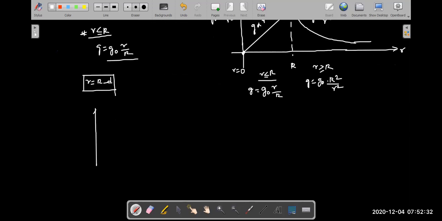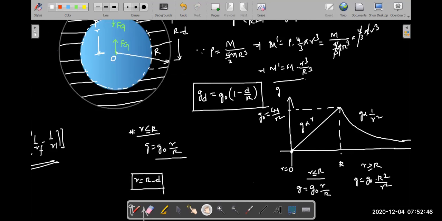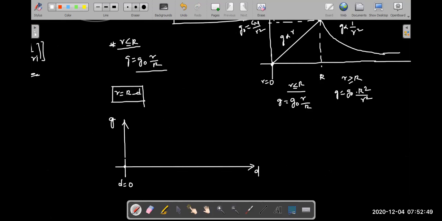Now, if you try to plot the value of g as a function of d, put d equal to 0. What will be the value? g naught only, because you will be on the surface of the earth. If you put d equal to R, that's the maximum value possible. At that instant, what is happening? This variation is 0, right? Yes, sir, 0. So from this, you can say it is decreasing linearly. So this is the graph.